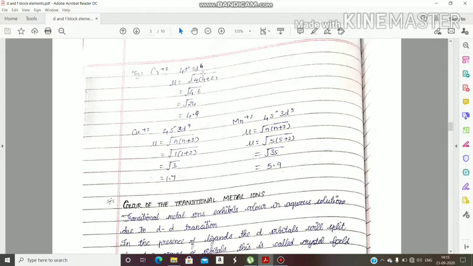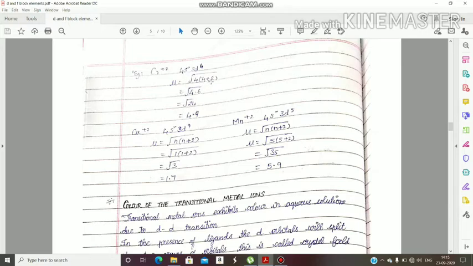The d subshell contains 5 d orbitals. Among the 5 d orbitals, 1 orbital has 2 electrons. That means those are paired electrons. The rest of the 4 orbitals have 1 electron each. That is called an unpaired electron. So how many unpaired electrons are present in 3d6? 4 unpaired electrons. So its magnetic moment is what?